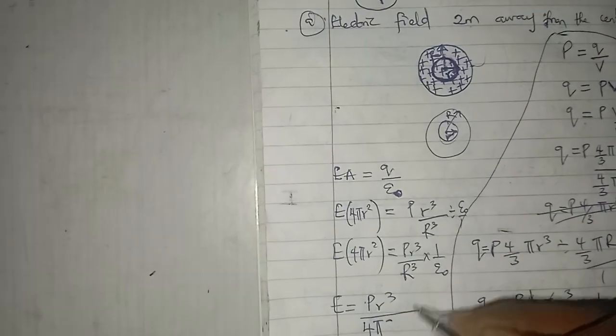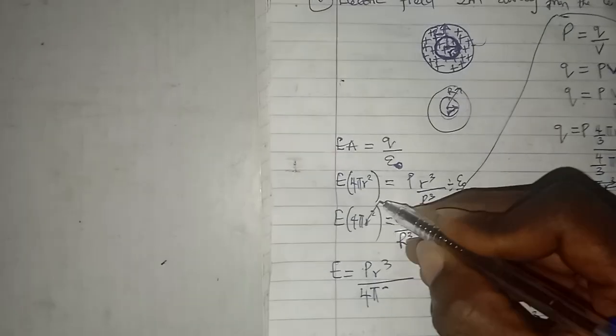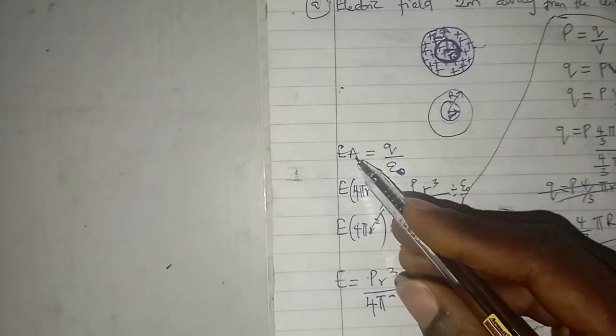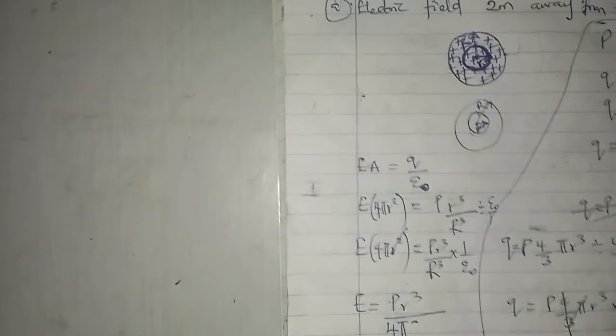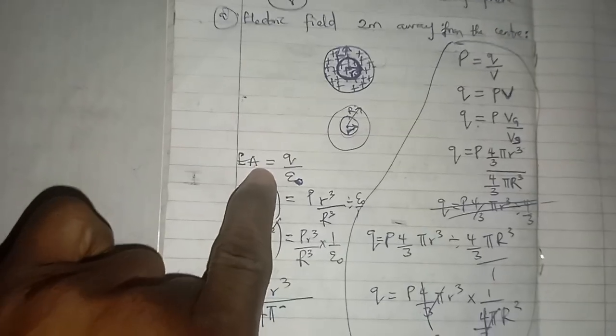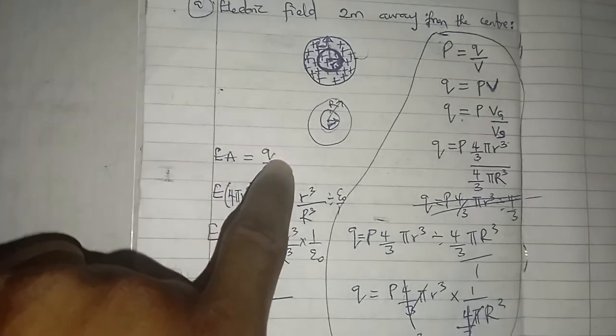Okay, notice something. Before I carry on, this R square, since it's small r, remember that this R square is the area of the Gaussian surface, if you remember. This is the area of the Gaussian surface. Then the area that is always here is that of the charge. But they did not give us area here. So this is the area of the Gaussian surface.